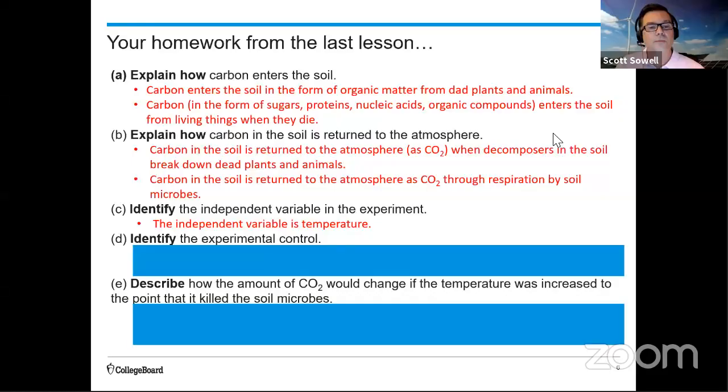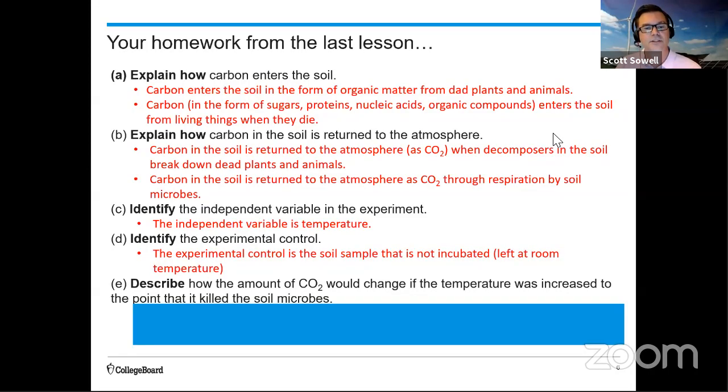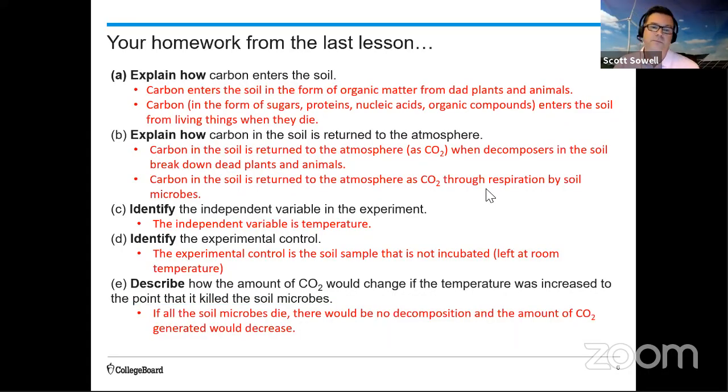What was the control? Remember, the control is the group that is not exposed to whatever variable you're exposing them to. In this case, it was the temperature. So the experimental control is the soil sample that is not incubated and left at room temperature. And then there's a describe question. How would the CO2 change if the temperature was increased to the point that it killed the soil microbes? Well, there would be less CO2 generated for the atmosphere because the decomposition would come to a halt with no decomposers.